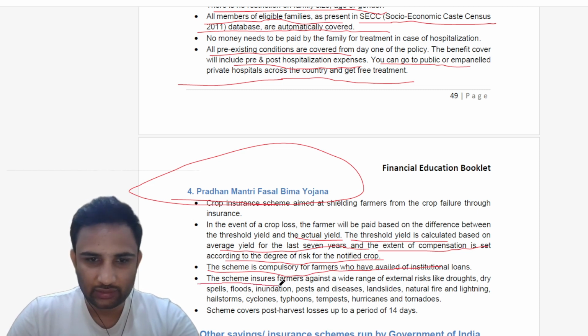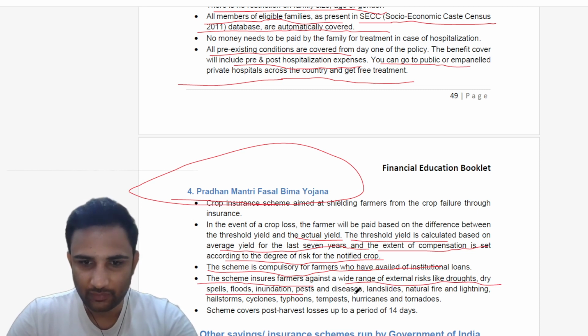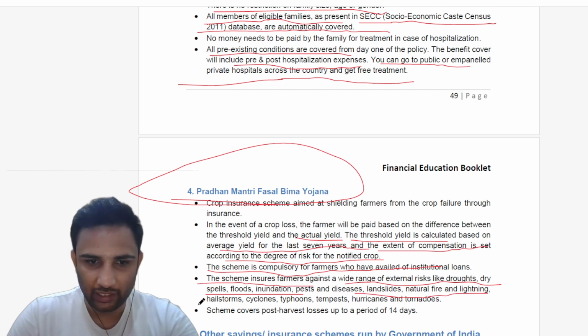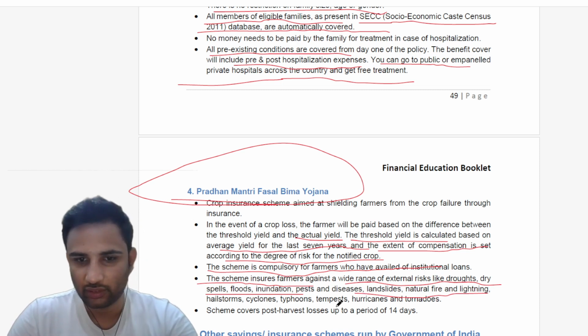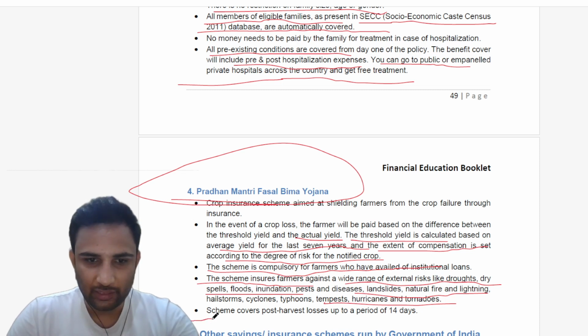The scheme insures farmers against a wide range of external risk like droughts, dry spells, floods, inundation, pests and diseases, landslides, natural fire and lightning, hailstorms, cyclones, typhoons, tempests, hurricanes and tornadoes. The scheme covers post-harvest losses up to a period of 14 days.